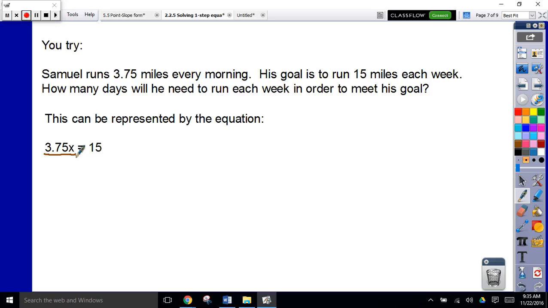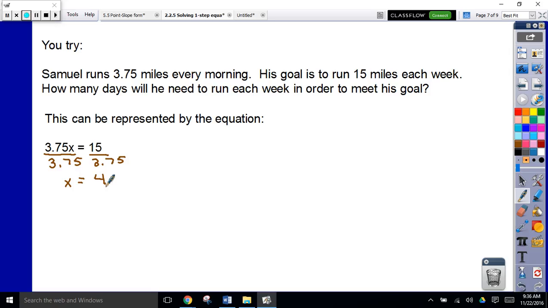We have to get rid of the 3.75. Jenna? Divide both sides by 3.75. Good. This shows multiplication, so we're going to use the opposite of multiplication, which is division. So x equals, anyone do 15 divided by 3.75? Mackenzie? X equals 4. So our answer to this would be that he needs to run 4 days each week in order to meet his goal.